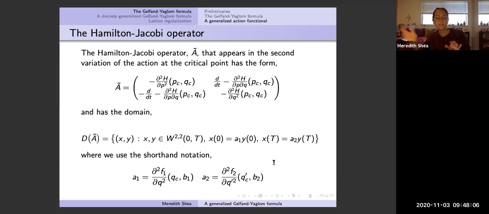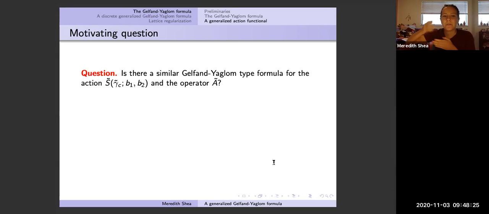And so I have an action, and now I have this operator that arises from the action, and it's different. So before I had the first action S, and then I got this operator A, then I wrote this new action functional S tilde, and I got this new operator A tilde. And so we want a similar formula regarding S tilde and A tilde. Like we want some Gelfand-Yaglom type formula for these two pieces. And the question is, can we do this? And the answer is sort of.